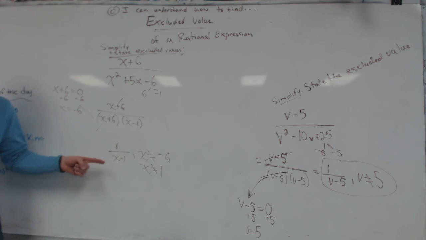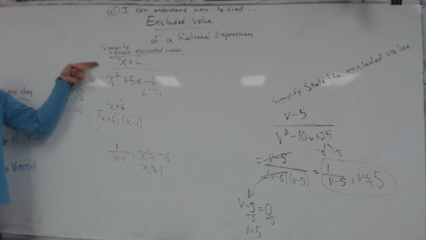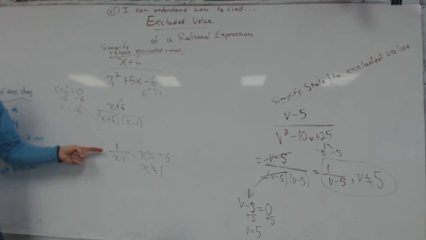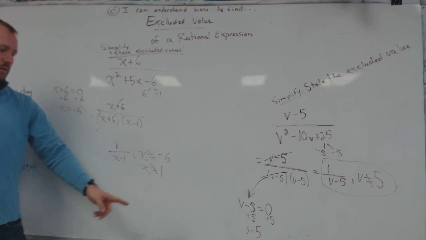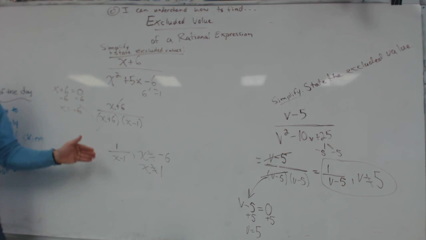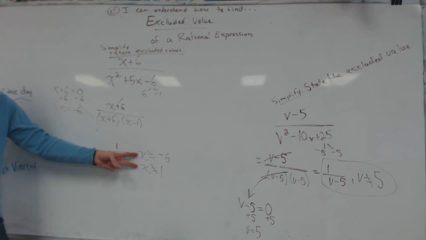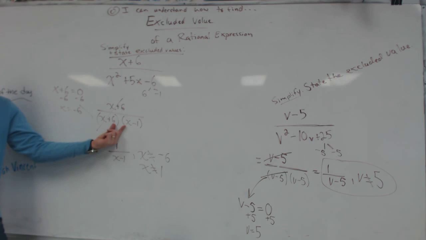But then, wouldn't that also be true with the 1 over v minus 5 too? It would still be true, like this is still equal to this, as long as x is not equal to 1. And I don't want to go into the detail about what excluded value really means there. Basically, another way of thinking about excluded value is what makes our denominator 0. What makes our denominator 0 is either negative 6 or positive 1.